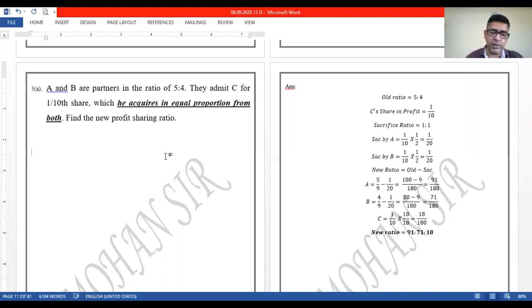I have solved 4 sums. In 2 sums, the sacrifice was given to us. Amla sacrifices, A and B sacrifices, right? So there we did not assume. When there was no additional information, we have assumed the total profit as 1. Please take care of this.